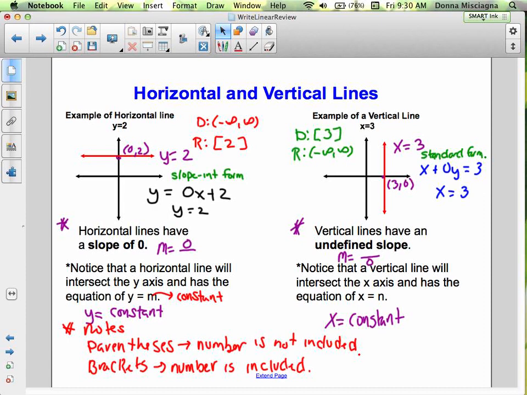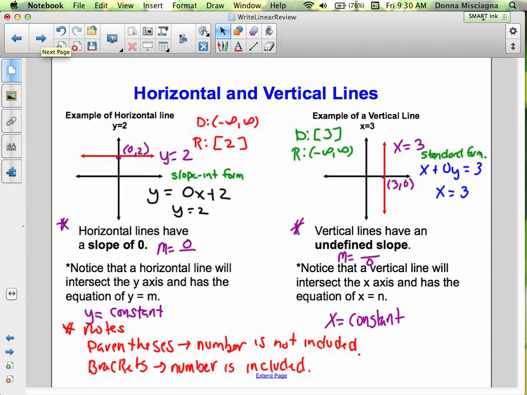And there is no y-intercept. Vertical lines have an undefined slope, because they have a 0 in the denominator. So 0 in the numerator, that's horizontal; 0 in the denominator, that's undefined. Notice a vertical line will intersect the x-axis and has an equation of x equals n, and n is referring to a constant. X equals a constant.